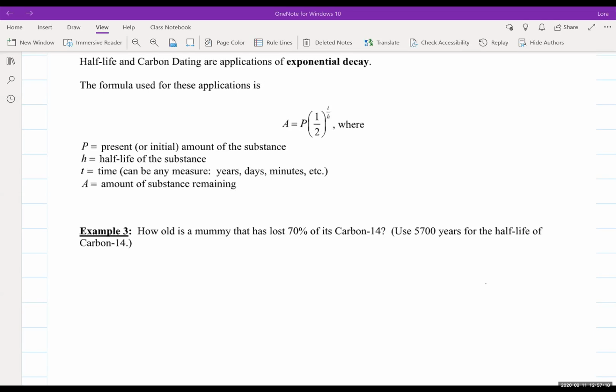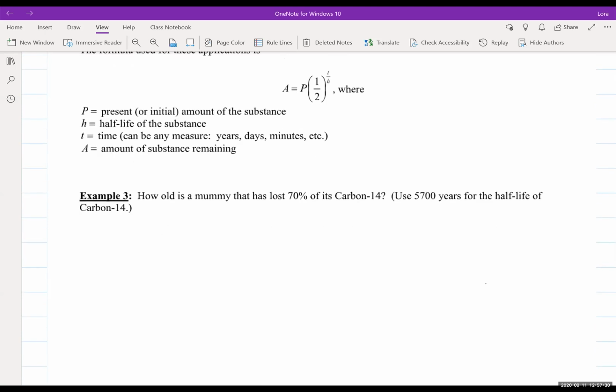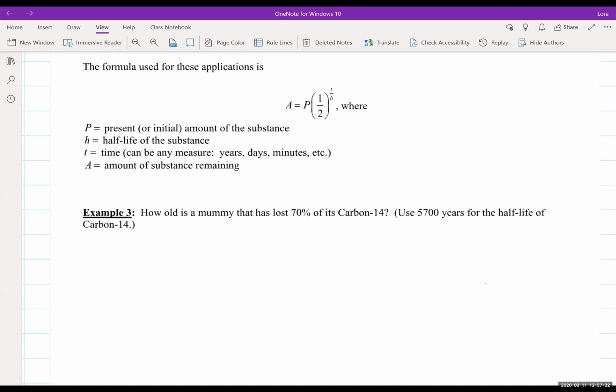Okay, so we're going to be looking at half-life and carbon dating. This is another application of exponential decay. And we have the formula here so that we understand what all of the terms in the formula mean.